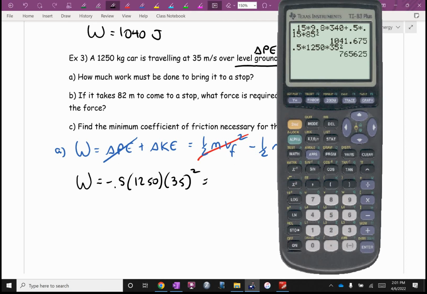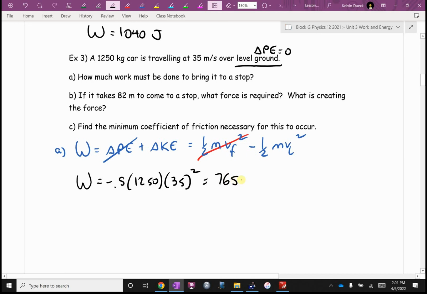And I get 765,625 joules. I'll carry the extra sig figs because I think I'm going to use it for part B. Oh, negative, Mr. Dewick. Good point. Negative.